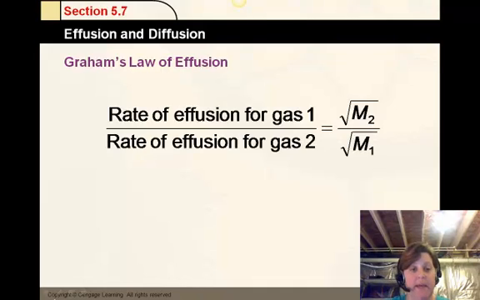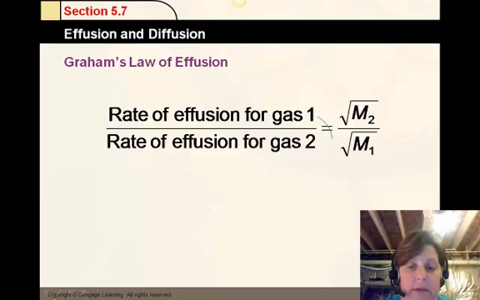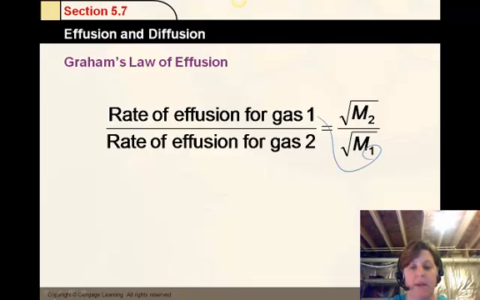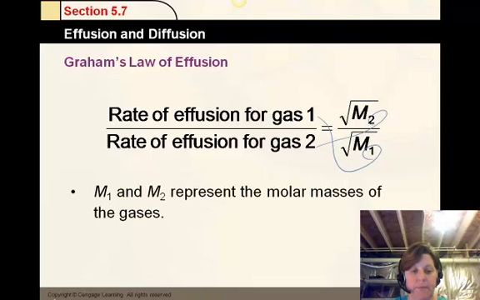Here is Graham's law of effusion. I know we've had this before. The rate of gas 1 as compared to the rate of gas 2 is equal to the square root of their molar masses. Notice, however, gas 1's molar mass is on the bottom and gas 2's molar mass is on the top. M1 and M2 represent the molar mass of the gas.